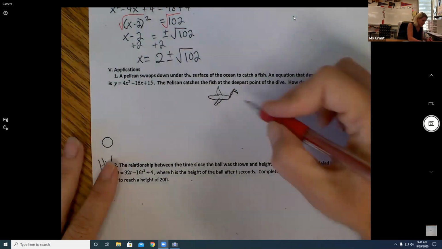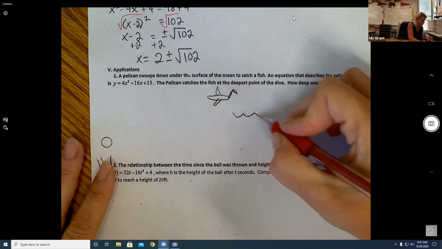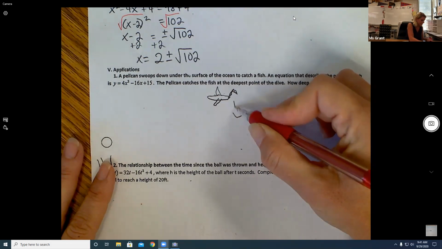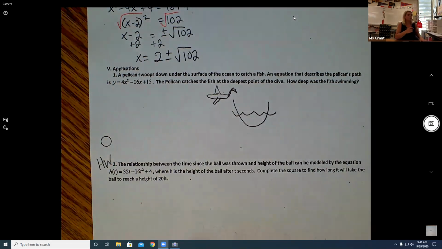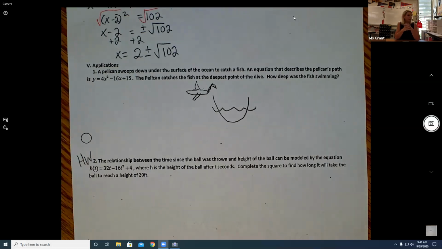Swoops down under the surface. So here's the ocean water. It's going to go like this. I want to know an equation that describes the pelican path: y equals 4x squared minus 16x plus 15. And the pelican catches the fish at the deepest point of the dive.